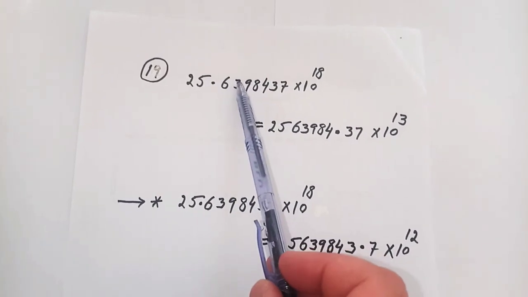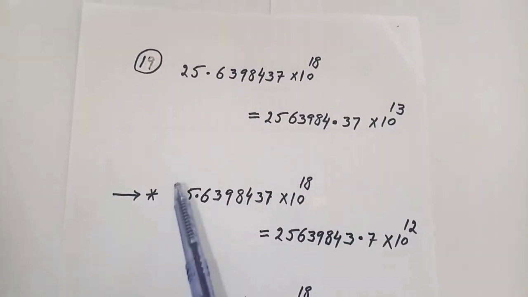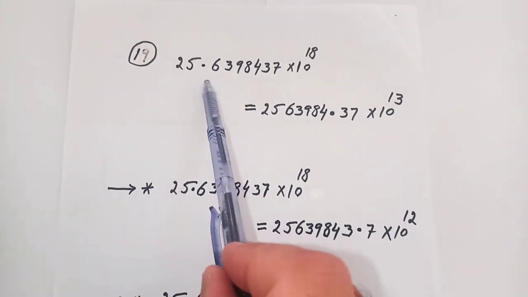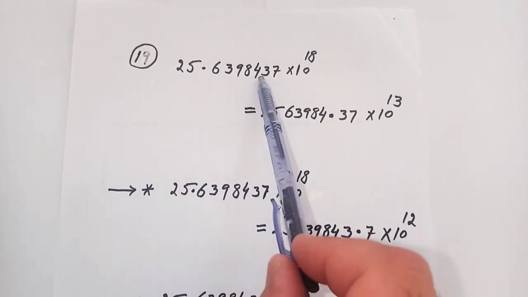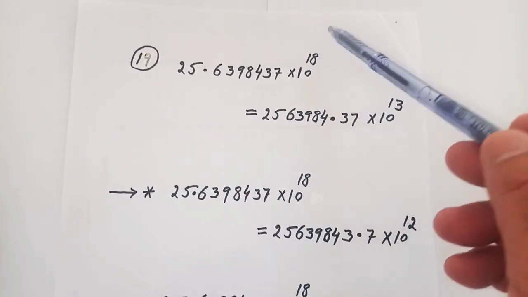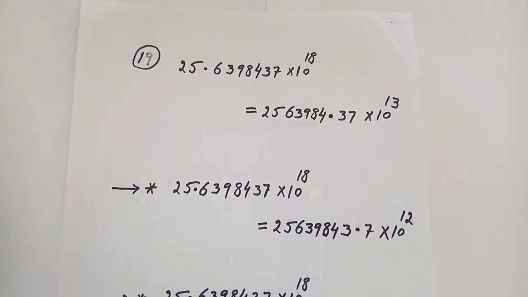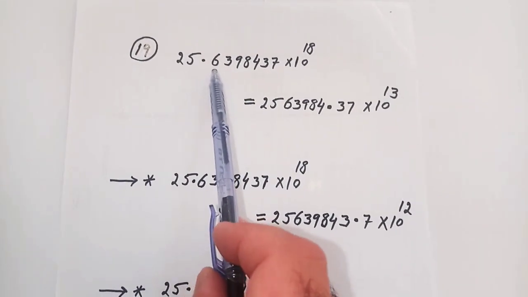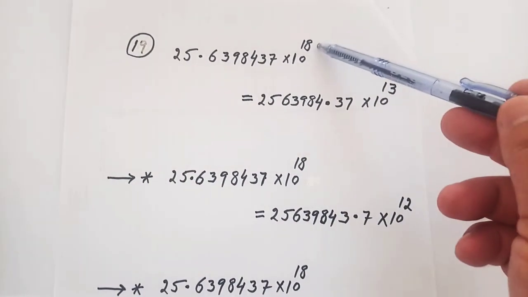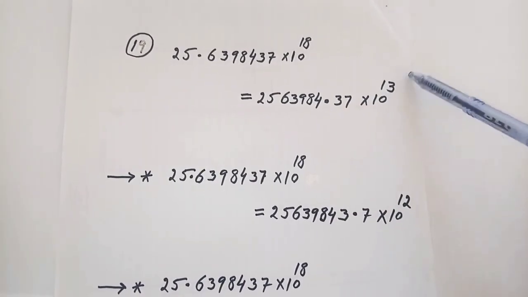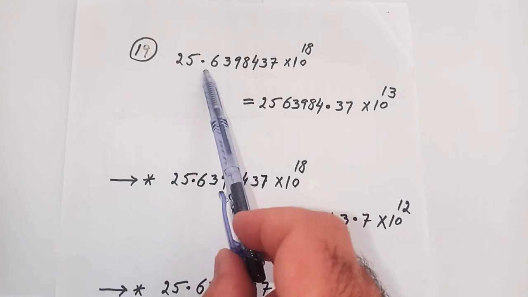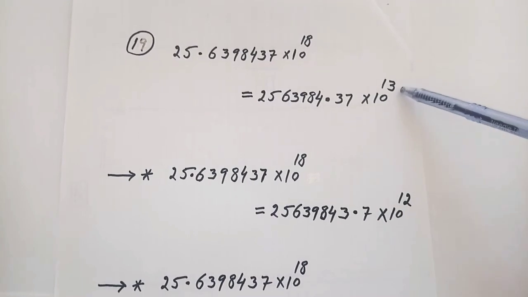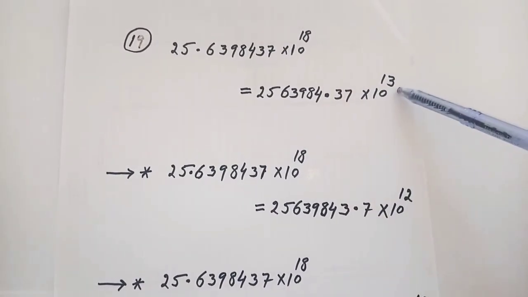So here is a number multiplied by 10 power 18, and this power is positive, plus 18. So this point is here. If we shift this point in this direction, then this power will decrease. Here we are going to shift this point through 5 digits, from this point to this point. So this power will decrease by 5, that is 13, 18 to 13.